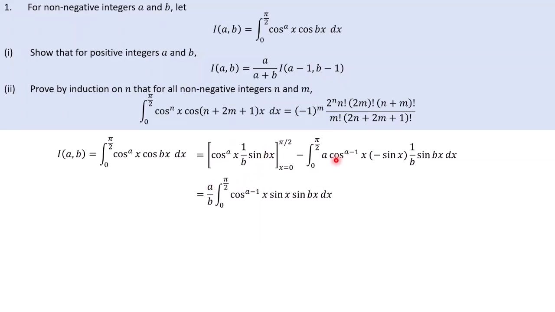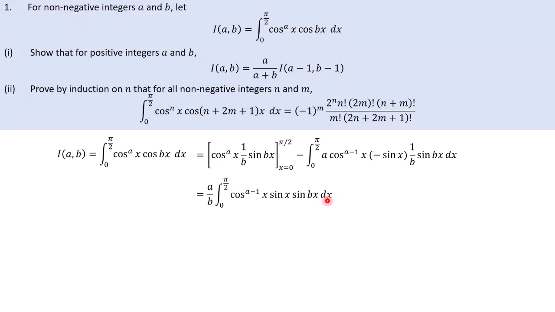The second part I just tidy up by pulling out the a over b here, and then the minus signs cancel. So I have just a over b times the integral of cosine to the a minus 1 x, sine x and then sine bx. So very good, we have the cosine a minus 1 appearing, but we seem to have a whole bunch of sines which are not very useful at this moment.